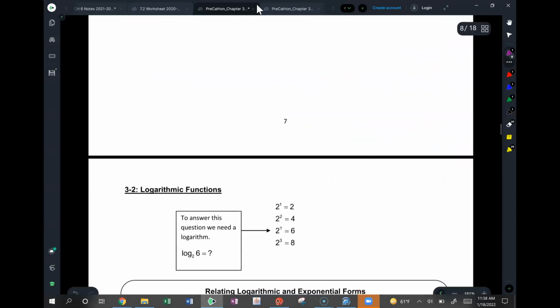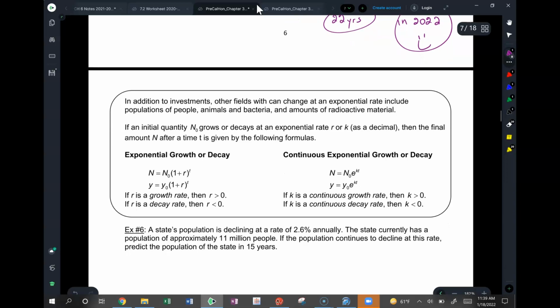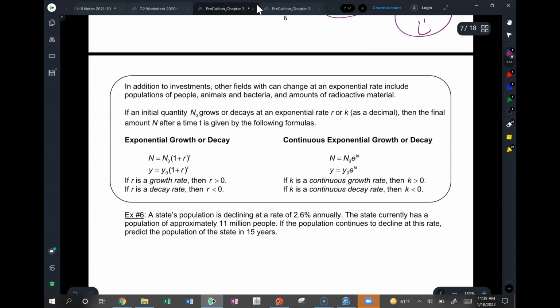All right. Let me do this quickly as well. So in addition to investments, other fields can also change at an exponential rate. They include populations of people, animals, bacteria, amounts of radioactive material, okay? Your book chooses to use n as their variable, but everywhere else it's y, so I've given you both. The initial quantity we call n naught. N sub 0 is read as n naught, that's the initial quantity.